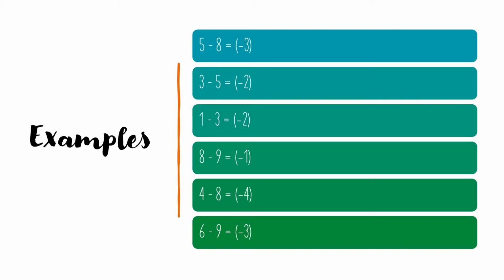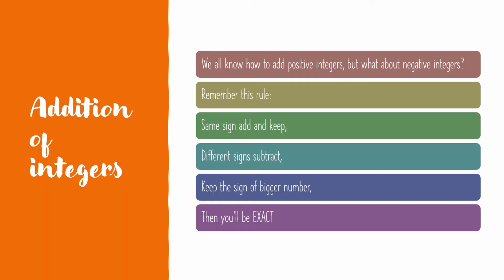Now these are examples of situations where negative integers come in. 5 minus 8 equals negative 3. 3 minus 5 equals negative 2. 1 minus 3 equals negative 2. 8 minus 9 equals negative 1. 4 minus 8 equals negative 4. And 6 minus 9 equals negative 3.